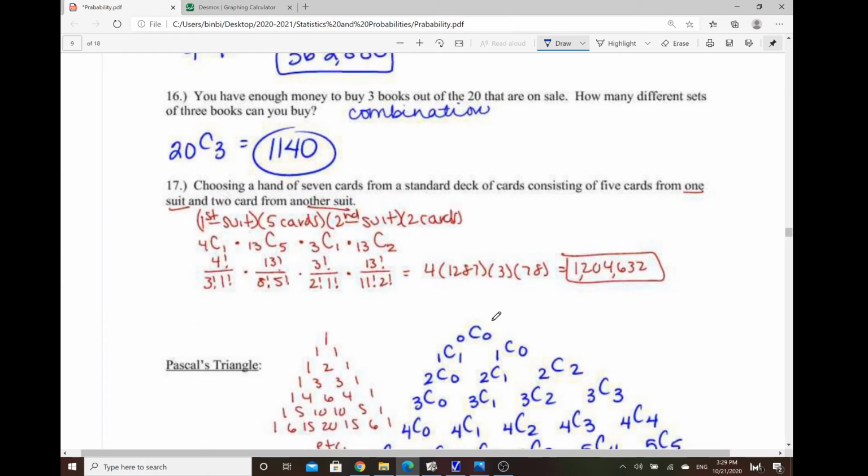So we do have 4 different suits: diamonds, spades, hearts, and clubs. Once you choose the first suit, there are only 3 left. 3 different types of suit remain, so 3 choose another one. For the first suit, you want to choose what? The same 5 cards, same color. So 13 choose 5. And then for the other suit, what? 13 choose 2.